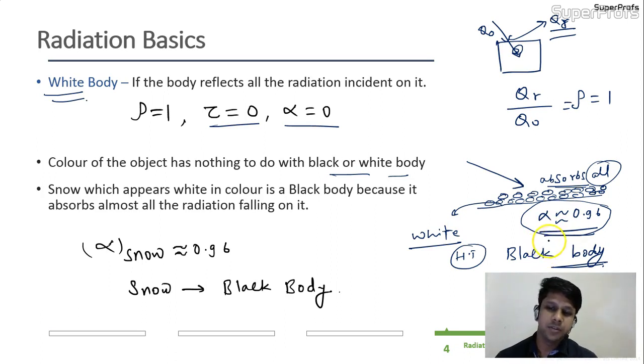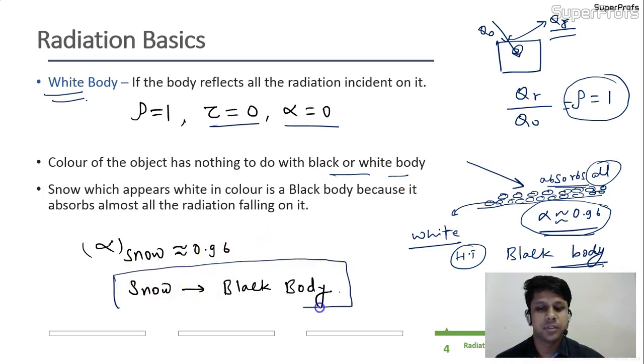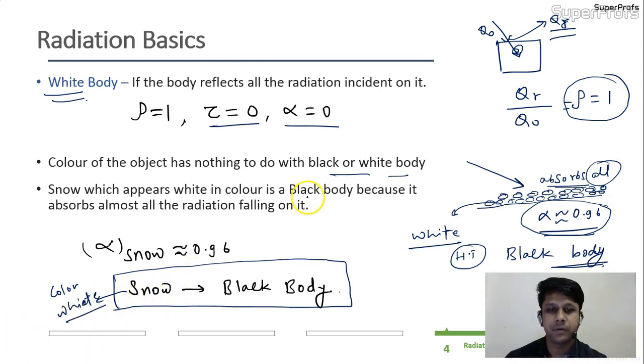So when will a body be a white body? If a body is reflecting almost all of the radiation incident upon it, or the value of rho is 1, then this body will be taken as a white body. So this is a very important point. Snow is a black body, while the color of snow is white. So it appears white in color, but it is a black body.